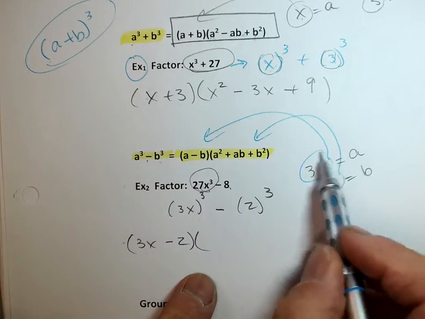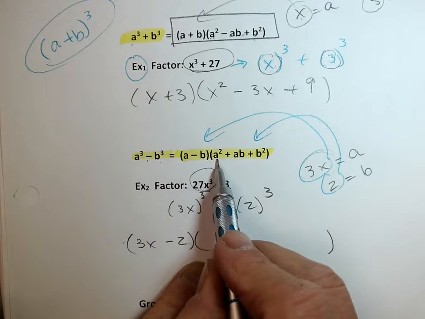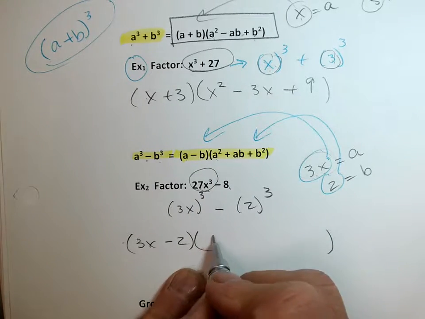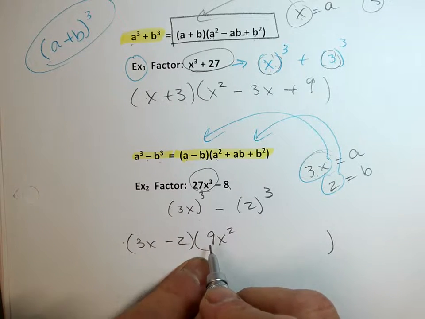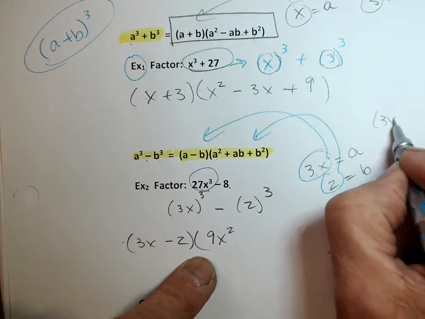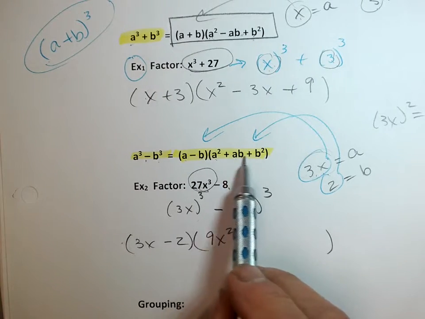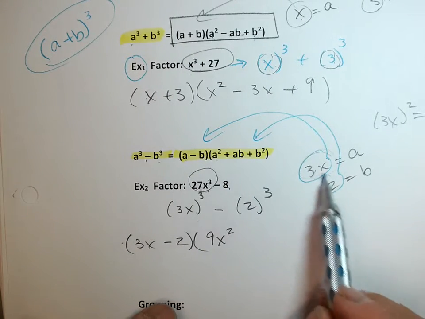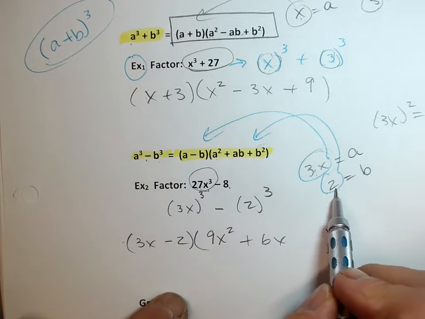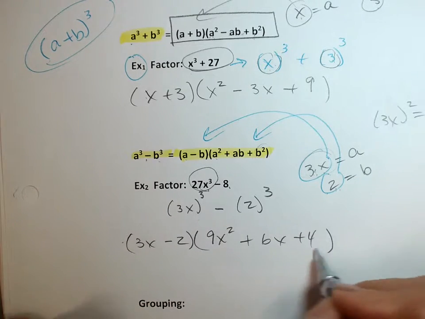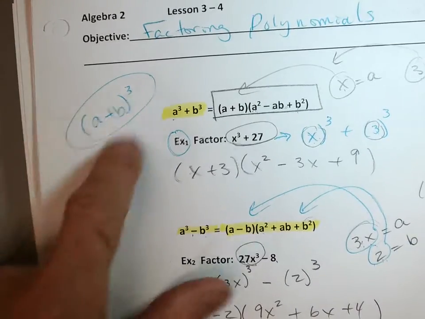A squared. Well, I'm going to take 3x squared. How about 9x squared? You okay with that? 3x squared is a 9x squared. Don't forget the 9. Where'd the 9 come from? 3 squared, thank you. Now, plus ab. That's 3x times 2. Plus a 6x. Plus b squared, which is 2 squared, which is a 4. Isn't that easy? Thumbs up? Okay. Keep in mind, it is a different question than this, isn't it?